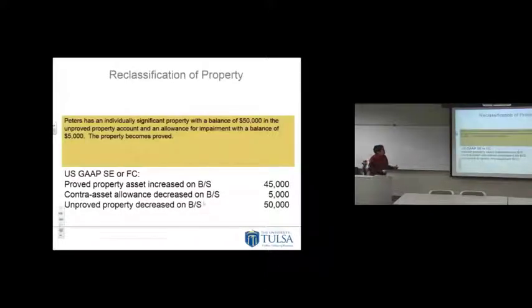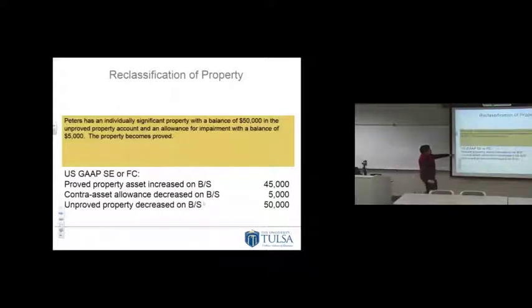Now, the best thing, of course, is that the field becomes proved. That would be great, right? So if we go back to our individually significant property with $50,000 in the unproved property account and the allowance for impairment of 5, that's a net book value of 50 minus 5 or 45. The property becomes proved. What's really going to happen, I can only move the net book value to proved property. I can't reverse an impairment. I can only move the net book value of 45 to proved property.